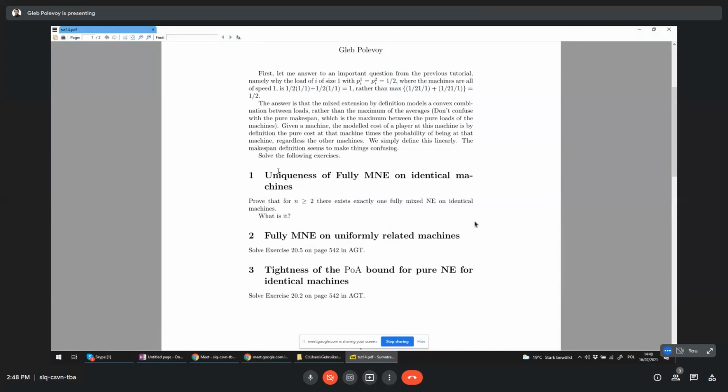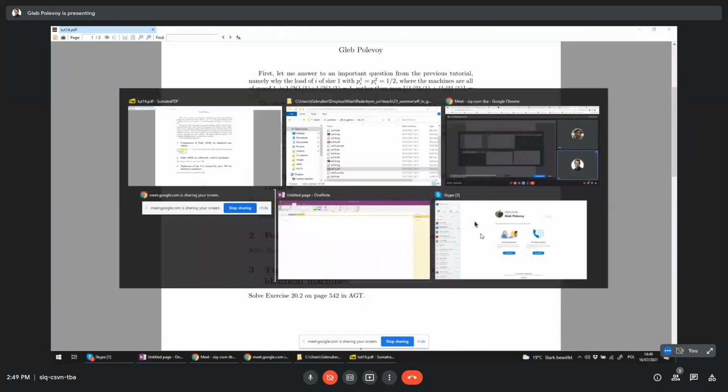It's not even by induction. Let me try to do it by another reason. Prove that for any number of machines and players, at least 2, there exists exactly one fully mixed Nash equilibrium on identical machines. And the question is, what is it? We can just write it down.